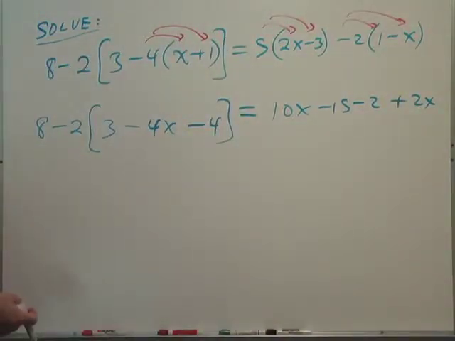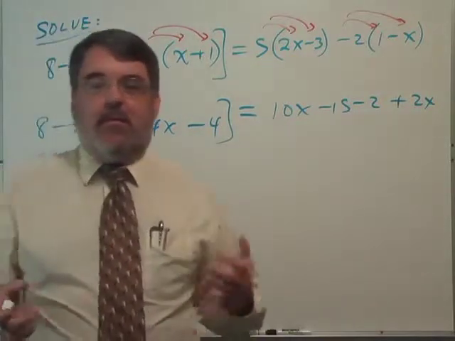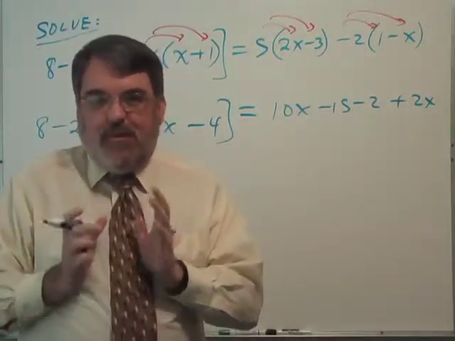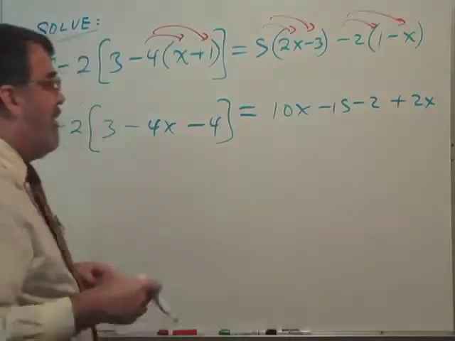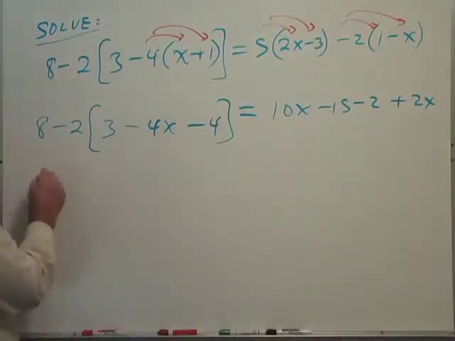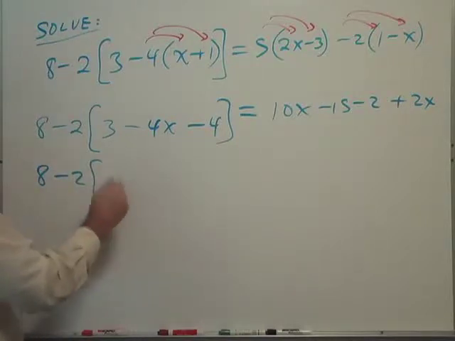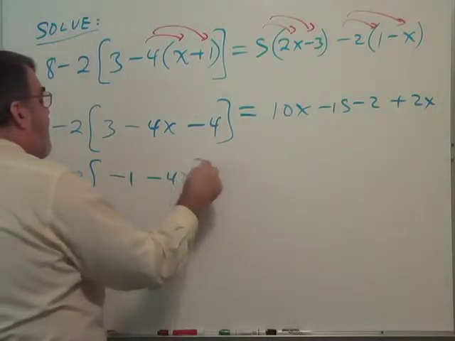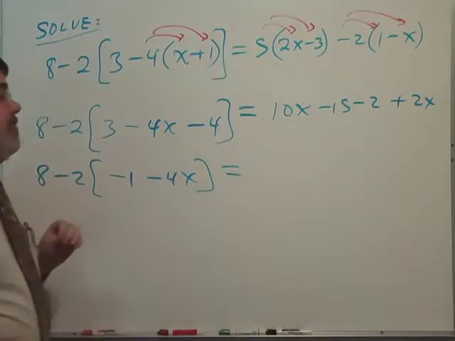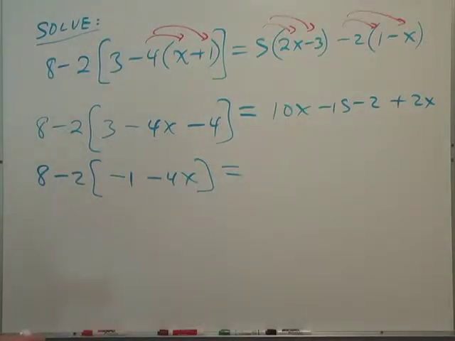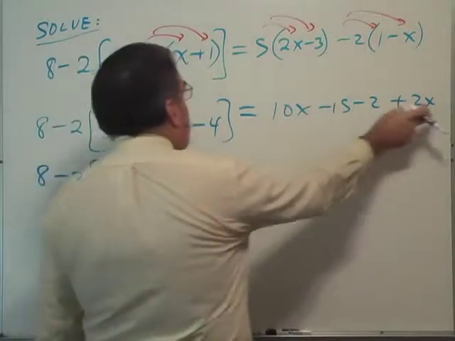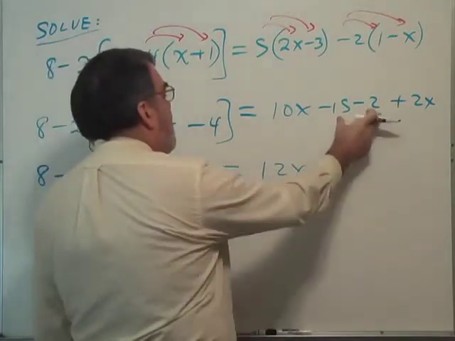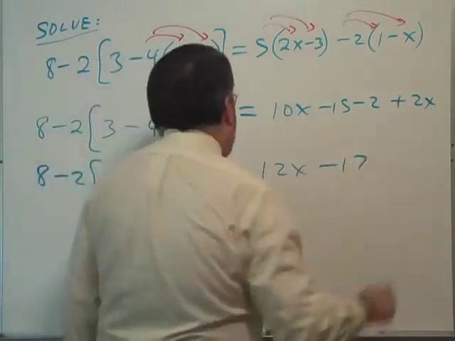Now, I like to simplify inside my parentheses before I remove them. And that really does follow the order of operations. You want to simplify everything inside the parentheses first. That's your first step in the traditional order of operations. So on the left side, this will be 8 minus 2 bracket 3 minus 4. Those will combine, so you get minus 1 minus 4x. Close bracket, equals. And on the right, we can combine a few terms. 10x and 2x is 12x. And then minus 15 minus 2 is minus 17.